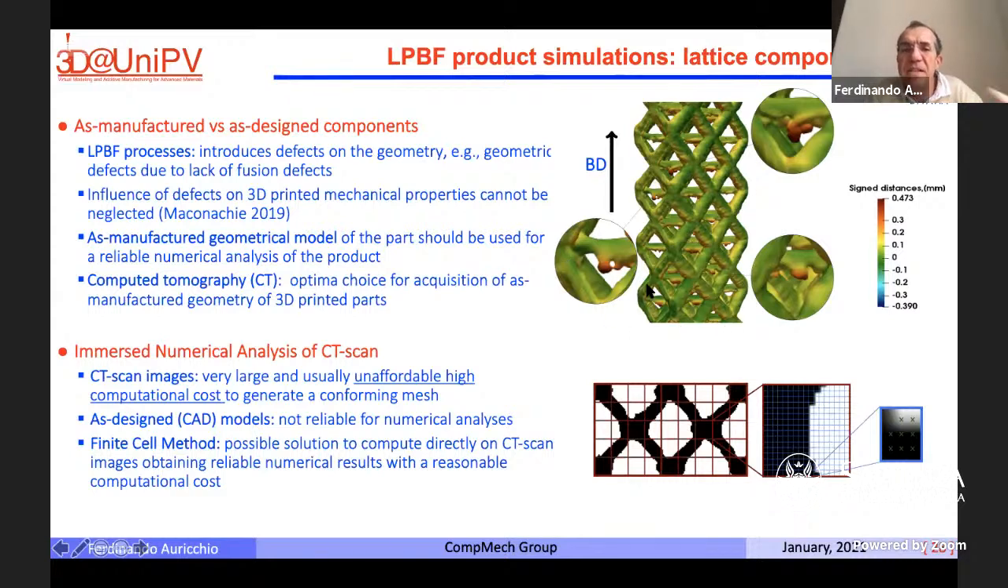If you want to use a fitted technology, it's really complex because the geometry is very difficult to follow. So the idea that we had was again to use the finite cell method. We immerse this geometry inside a larger domain with a very regular mesh, and we took into account the real geometry by refining the integration scheme.